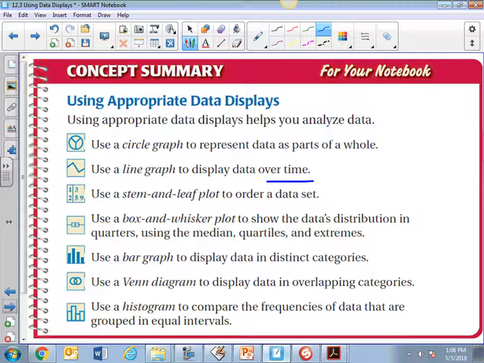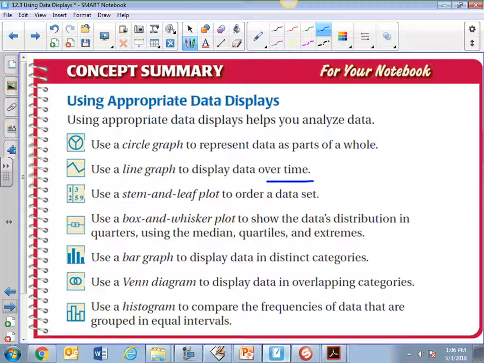The third one we talked about a little bit: the stem and leaf plot. That's a good way to organize your data. If you've got a bunch of data, a stem and leaf plot, if you're doing it by hand, is the way to go. The fourth one says use a box and whisker plot to show the data's distribution in quarters, so that's fourths. That's what we talked about yesterday.